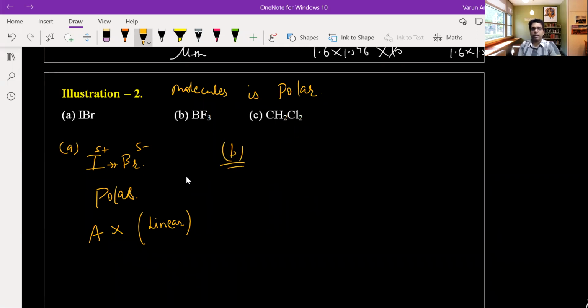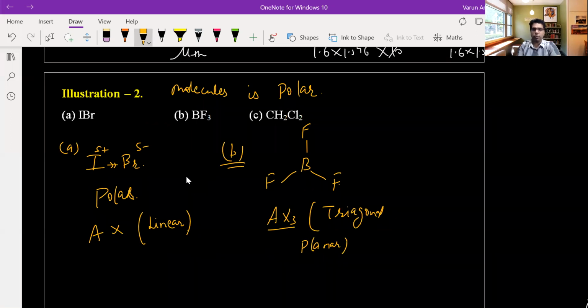Now what about the second, BF3, is it polar or non-polar? So everybody type your answer. So BF3, is it polar or non-polar? So this is AX3 type of molecule and the shape is trigonal planar and it is non-polar. Because it is symmetrical, it is non-polar.